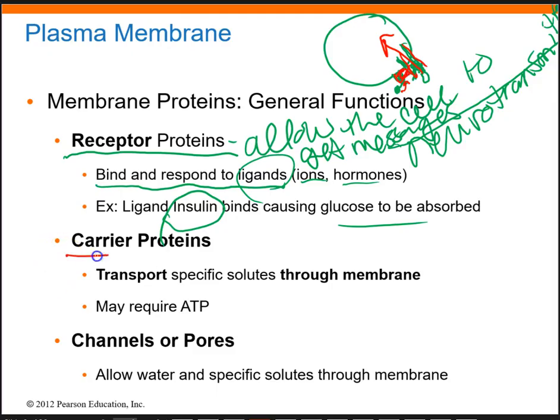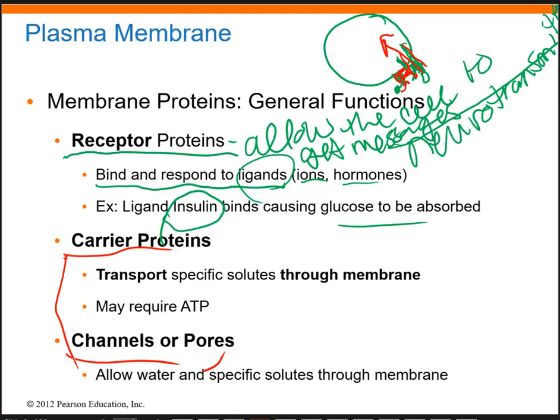There are also carrier proteins and channels or pores. Both of these just allow things to enter and leave the cell. Remember, we said that there are a lot of things that will not go straight through the plasma membrane, right? Anything that's charged in any way, so ions, polar compounds, or things that are really big, they can't cross straight through the plasma membrane. So we need another way to get them in and out of our cells.